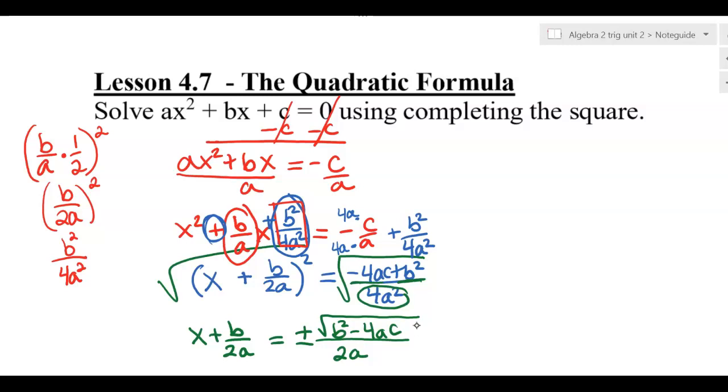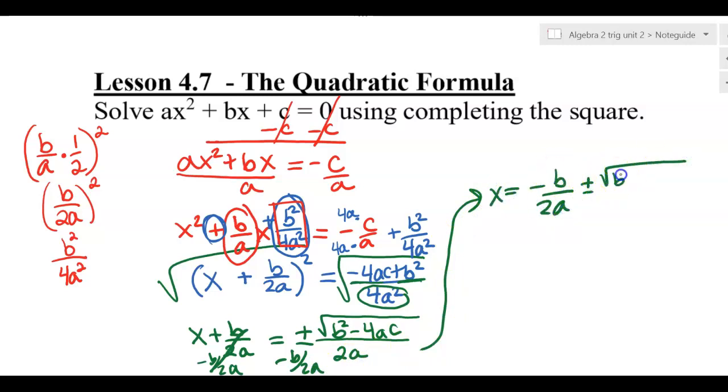So what is the last step I have to do to get x alone? Good, I need to subtract this b over 2a from both sides so that x is by itself, and then this ends up looking like, or in other words, what we're more used to seeing.